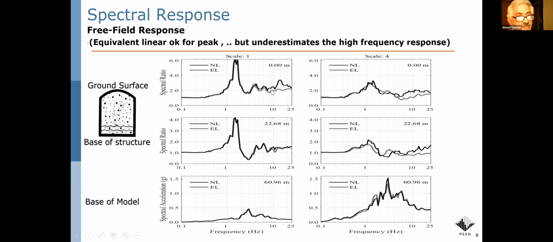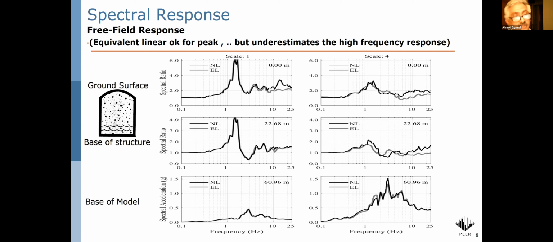But the main difference between nonlinear, fully nonlinear, and equivalent linear, as you see here, is that the equivalent linear just has much less high frequency. This is here equivalent linear, this is nonlinear, and you see much less high frequency. Peak accelerations are pretty good, and equivalent linear did well, except for the high frequency that's in the free field.